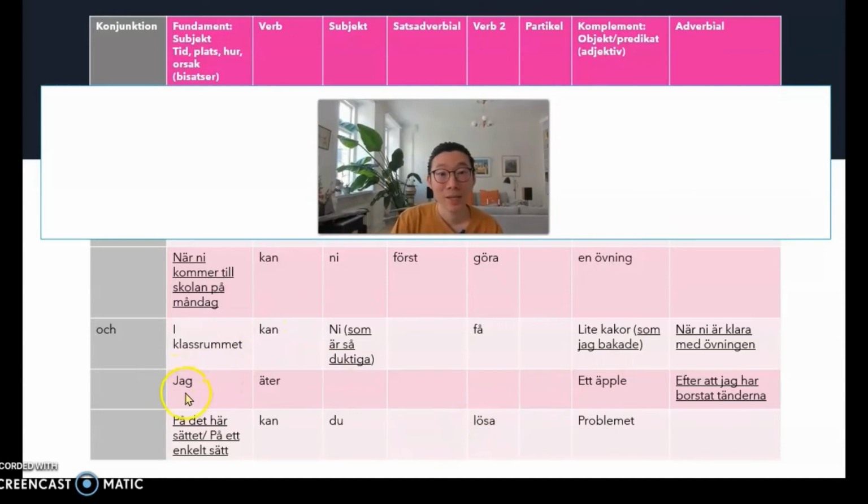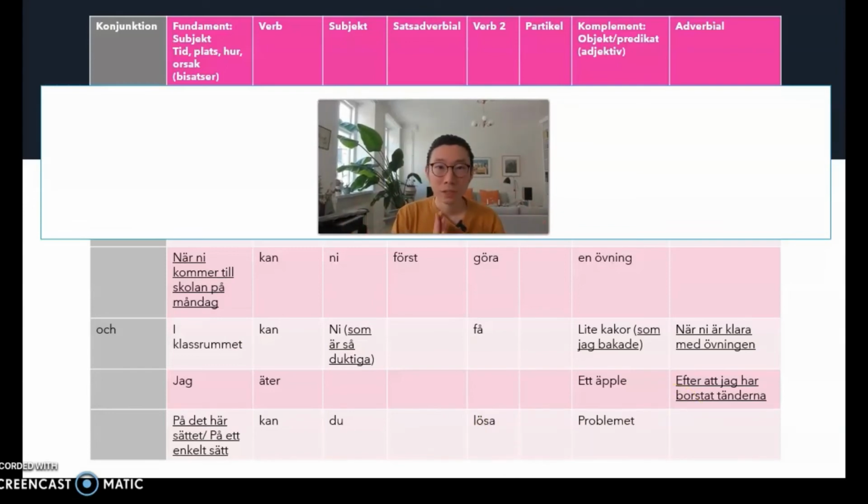Nästa exempel. När jag äter ett äpple efter att jag har borstat tänderna. I eat an apple after I brushed my teeth. Adverbial i slutet här. Så rak ordföljd, straight word order when you have adverbials at last. Och när du börjar med adverbial, when you start with adverbial, på det här sättet eller på ett enkelt sätt. So in this way or in an easy way kan du lösa problemet. You can solve the problem. På svenska kan du lösa problemet.